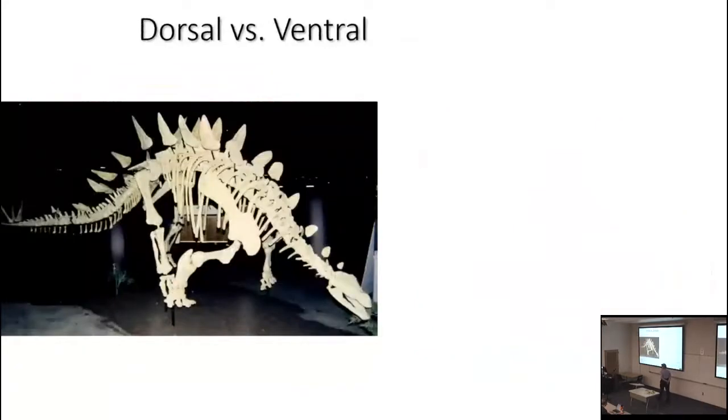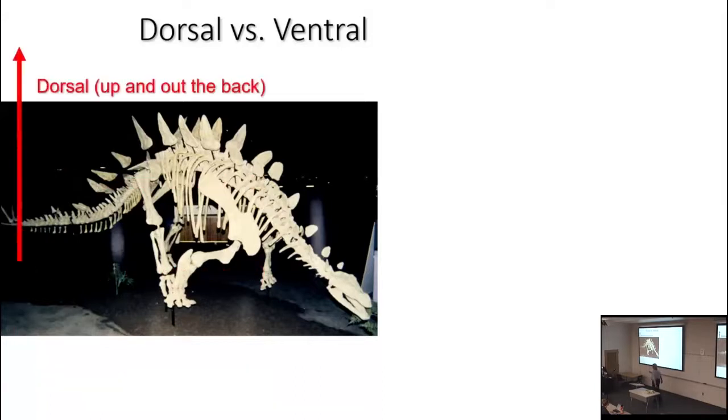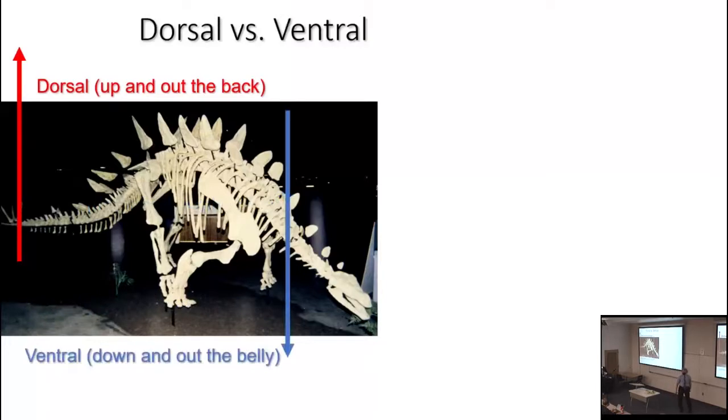Okay, next pair, dorsal and ventral. Now this is one case where we humans are super duper weird. We walk in a strange fashion. Even in terms of bipedal, two-legged animals, we walk in a weird fashion. A baby gives you a better sense of the proper orientation from the point of view of the rest of vertebrates. So think about on all fours like that. Dorsal is up and out through the back. Ventral is down and out through the belly.